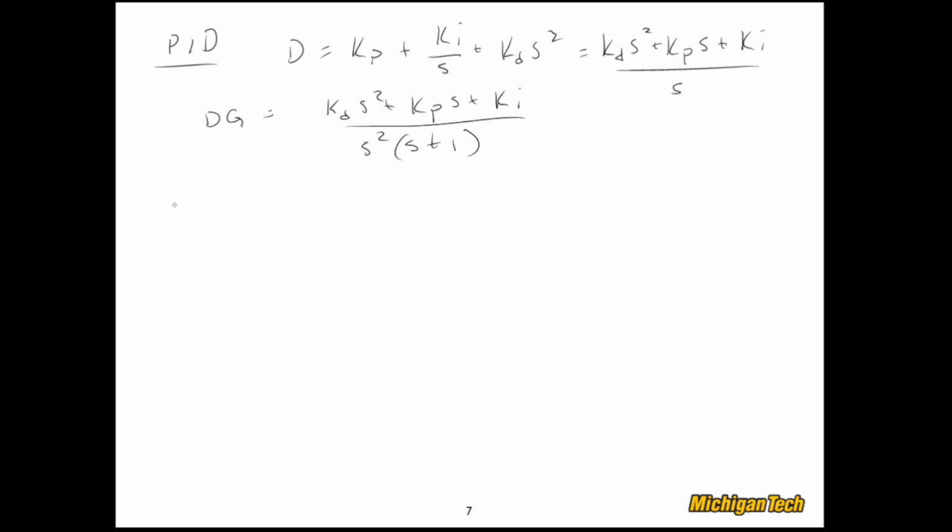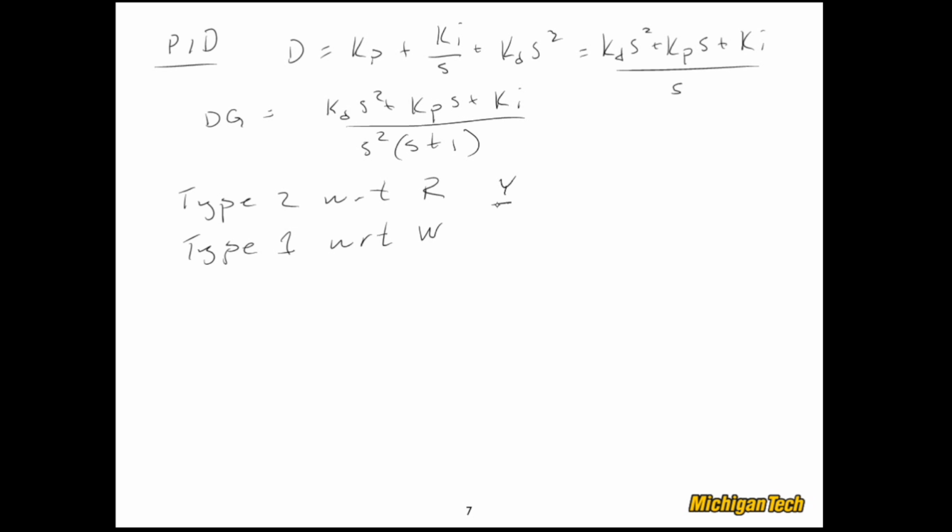We still have type 2 with respect to the reference input, and type 1 with respect to the disturbance input. So adding in the derivative term did not affect our beautiful system type effects that we obtained when we just added the integral term, and we had the PI controller.